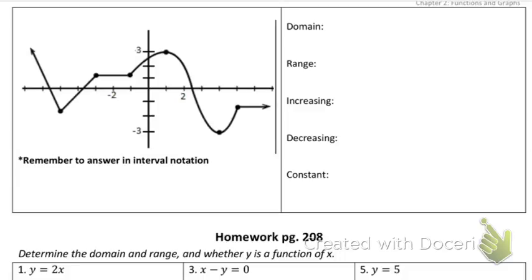That 2 should be positive. That 3 should be positive. So like this should be a positive 4, positive 6. Negative 4, negative 6.